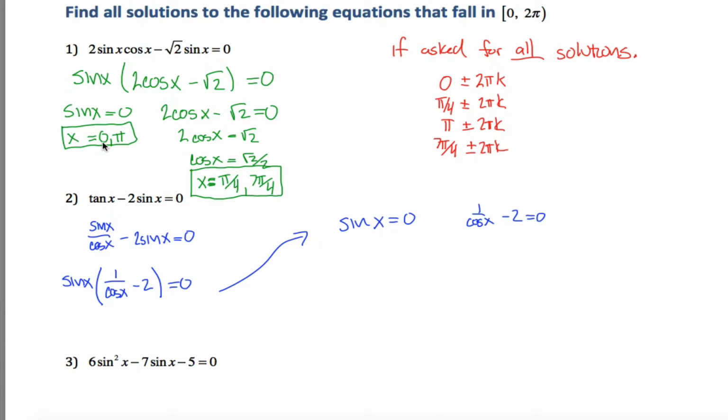Sine of x equals 0, done. Right, we did that earlier. That happens when x equals 0 or pi. Or 2 pi or 3 pi, right? But we only want answers in this range. This one's harder: 1 over cosine of x minus 2 equals 0.